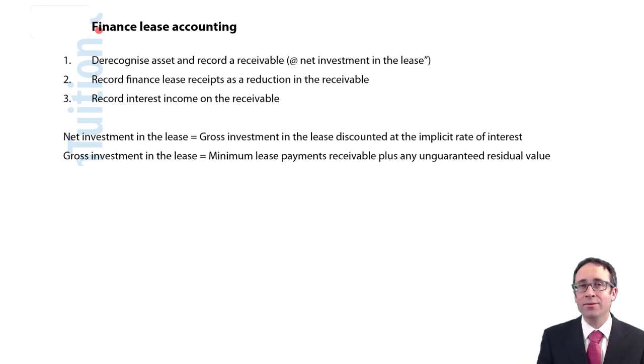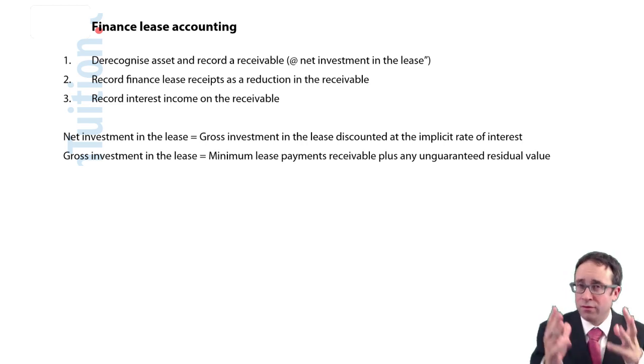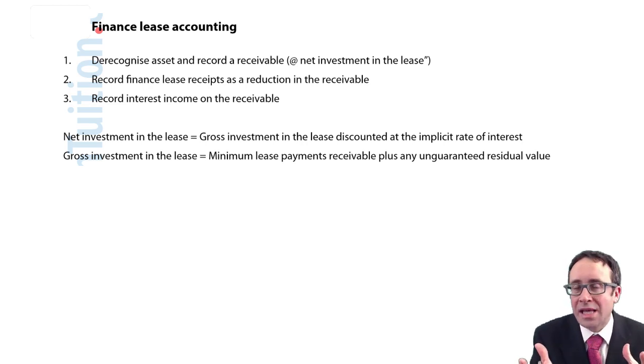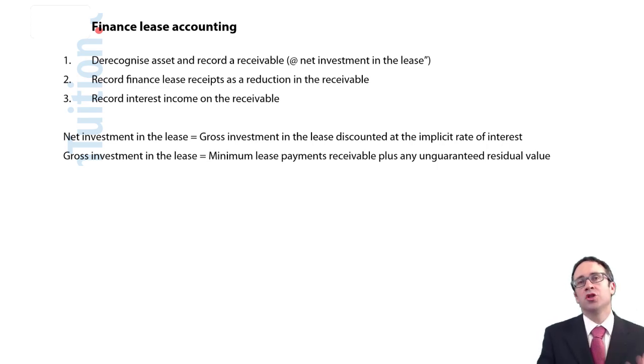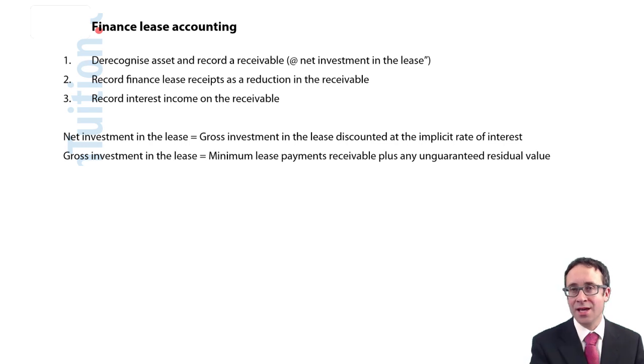So when we're looking at the accounting here, there are reasonably straightforward steps to follow. We all like steps, don't we? A systematic method to approach things, but some of the calculations can be quite complex, and some of the understanding behind it can be quite challenging too. So what we've got to do first of all is remove the asset. If the asset in substance now belongs to the lessee under a finance lease, we need to remove the asset. At the same time, we then need to record a receivable.